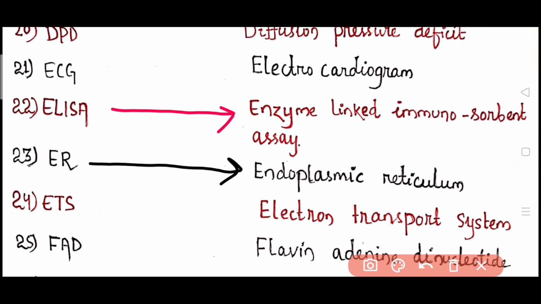Then ETS, the full form of ETS is electron transport system. It is also known as electron transport chain, and it is a series of complexes that transfer electrons from electron donor to electron acceptor via redox reactions across the membrane.